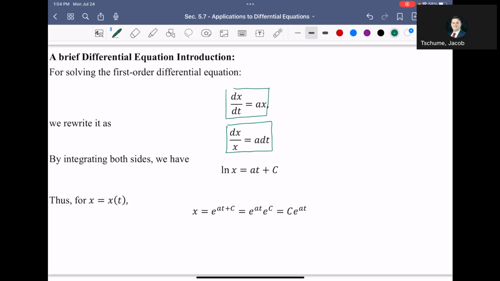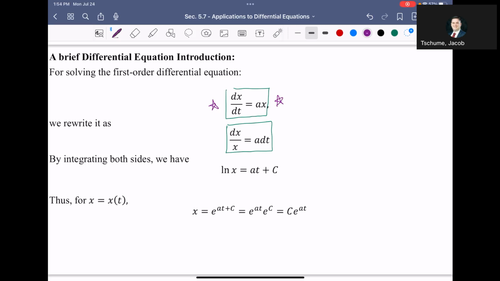By doing that, as long as you do the same thing to both sides, you can try to solve for x. So I would integrate both sides, and we know from Cal 2 that the integral of dx over x is the natural log of x, and then the integral of a times dt, since a is just a constant, would be at plus c. Now, going back to the original differential equation, you're trying to figure out what function of x makes this statement true.